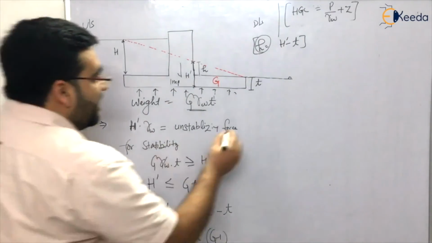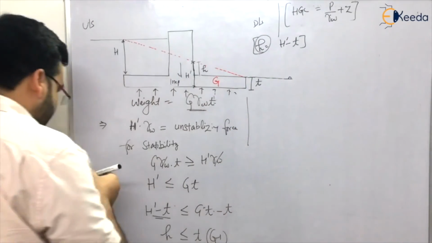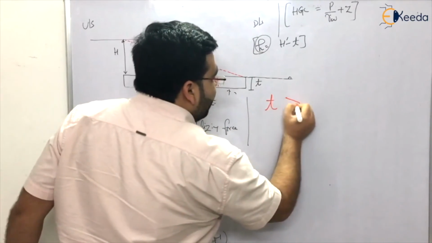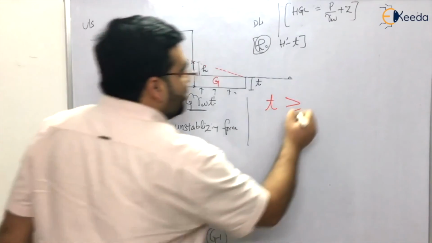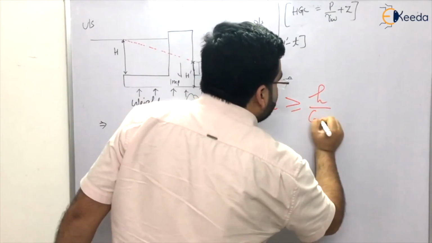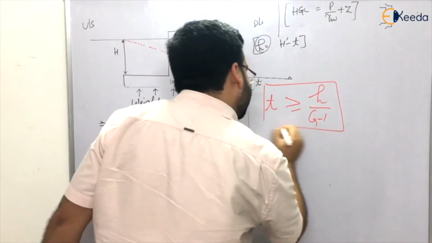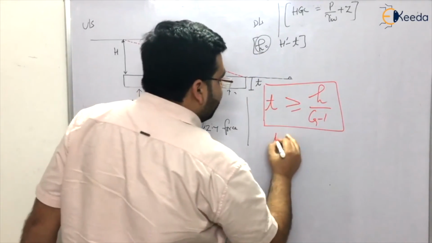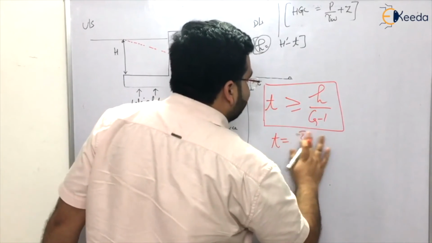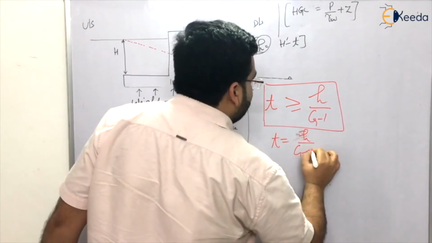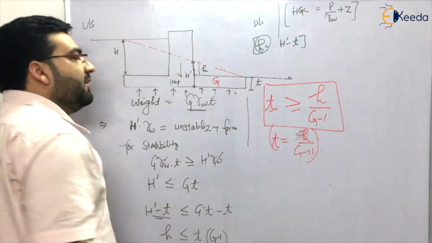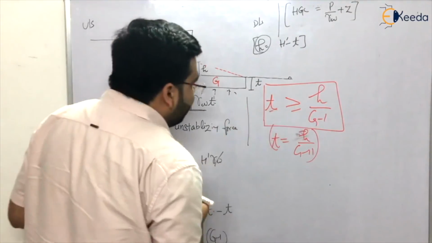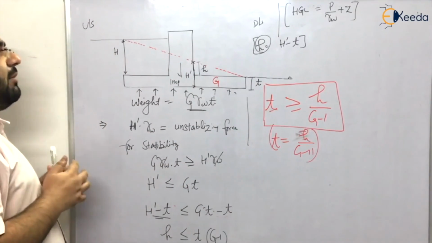Well, I can say that the thickness of the floor should be greater than or equal to h upon G minus 1. But for calculation purposes, we are taking T equals h upon G minus 1. But this is the minimum thickness of the base of the weir, right? Okay, so these questions are also asked in examinations. So this was all about Bligh's theory.